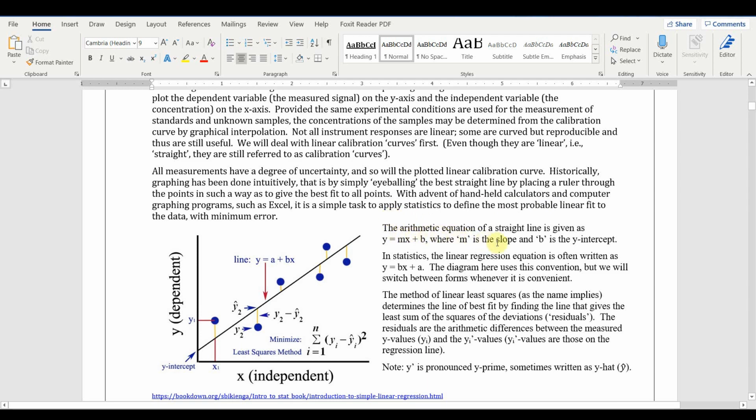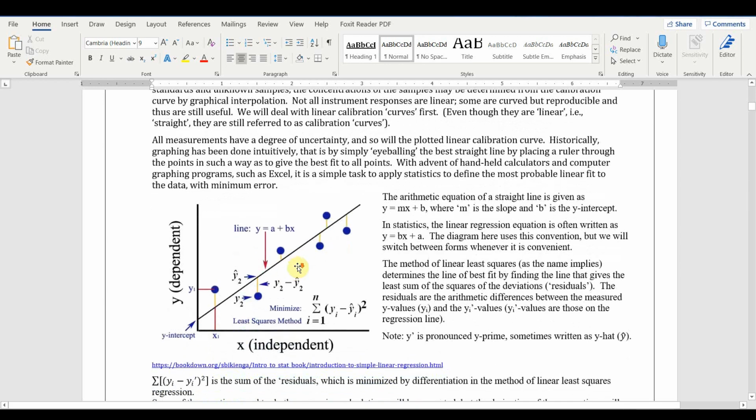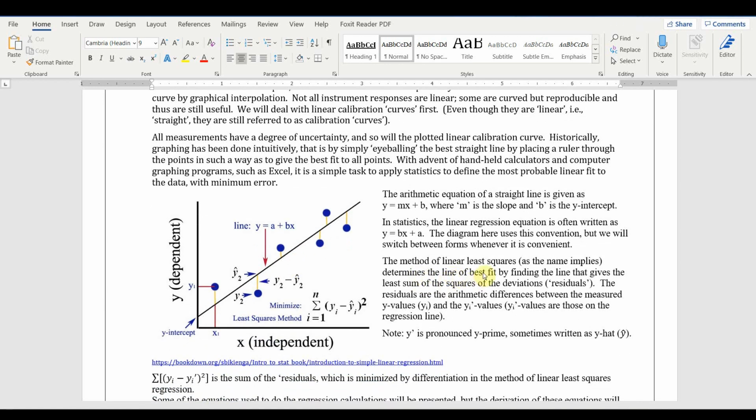The arithmetic equation of a straight line is given by y = mx + b, where m is the slope and b is the y-intercept. But in statistics, the linear regression equation is often written as y = bx + a. In this diagram, that's the convention that is being used, but we'll switch between the two forms whenever it is convenient. The method of linear least squares is used to determine the line of best fit.